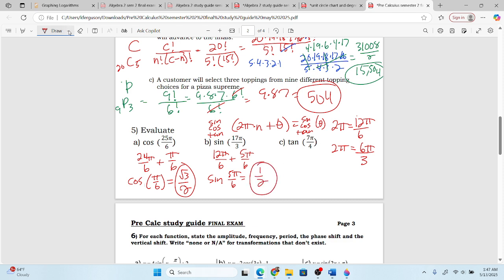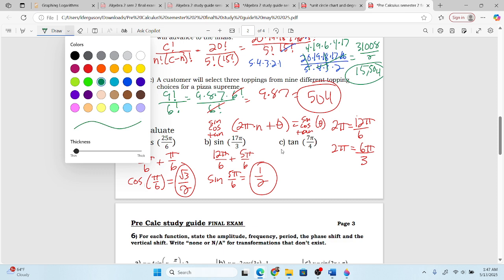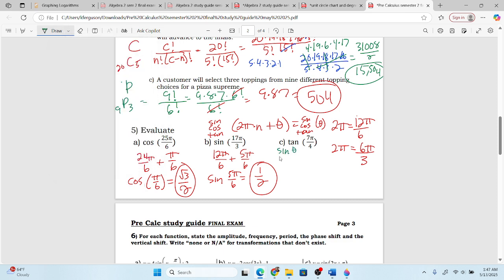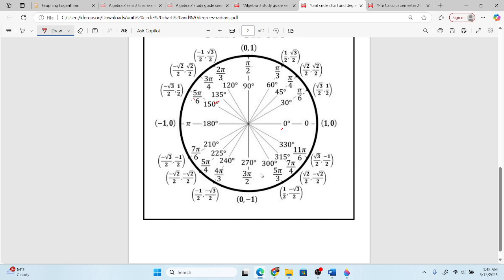And finally, tangent. Well, there's two parts to tangent, because you can't forget that tangent is sine of theta over cosine of theta. So I'm going to have to put the sine and that cosine over there. So that's fourths. So 2 pi equals 8 pi over 4. Well, that's 7. So that's not going to work because that's too much. So let's think about where we're at. We're starting here, and we go right here. Oh, we didn't even make it one revolution. See? 7 pi over 4. So that's 315 degrees.